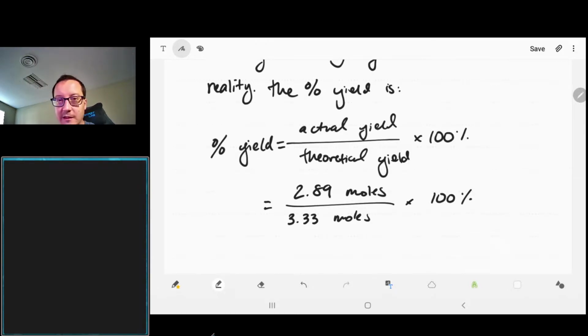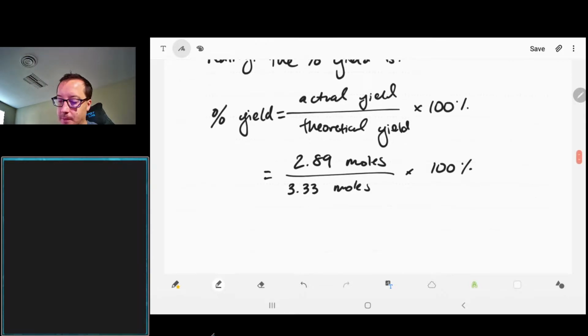So notice moles cancels out, of course. And so doing this, bust out our calculators here. 2.89 divided by 3.33. We get 86.8%.